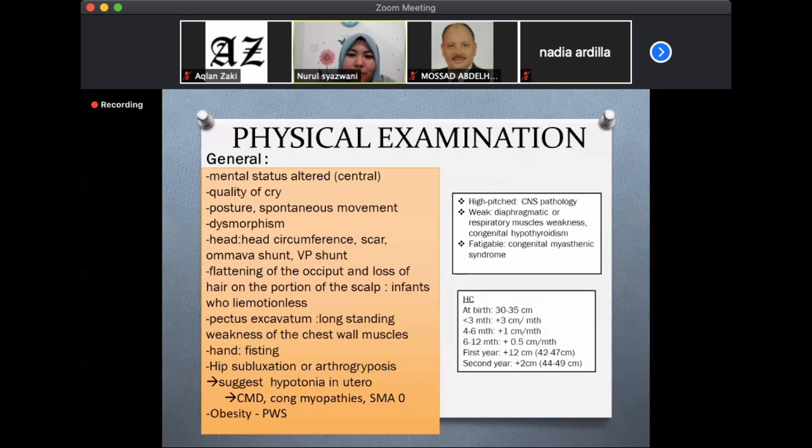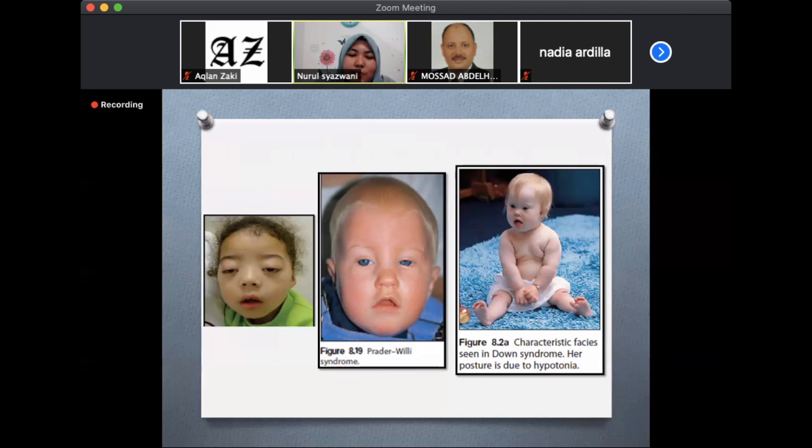Okay, so these are the pictures. The small girl has ptosis, so it suggests myasthenia gravis. This one shows the facial features of Prader-Willi syndrome. And this is the Down syndrome features. And the posture is due to hypotonia.